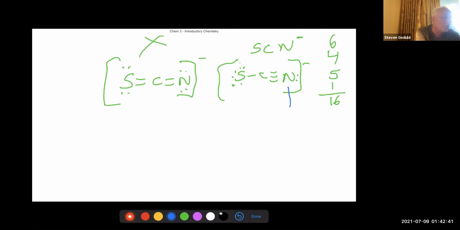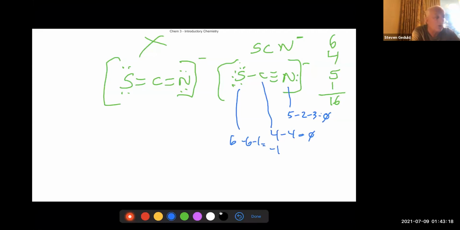What's the charge on this nitrogen? Nitrogen is normally 5. How many dots do we have? We have 2 dots, we have 3 bonds. That comes out to 0. Carbon is normally 4. We have no dots, but we have 4 bonds. 0. Sulfur is normally 6, and we have 6 dots and 1 bond, so negative 1. So we have a negative 1 formal charge on sulfur.